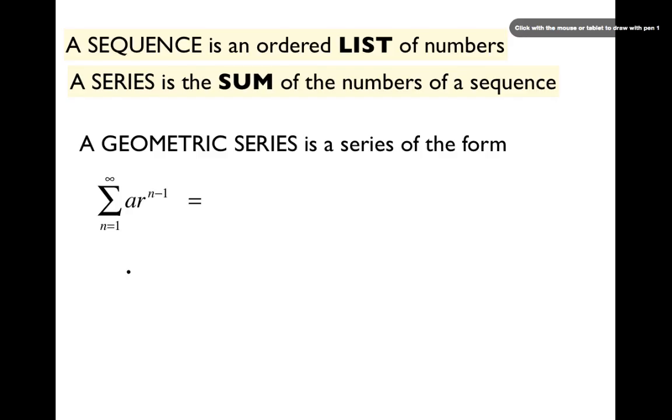Okay, right here in front. Tell me. I said a plus ar plus ar squared plus ar cubed. She said a plus ar plus ar squared plus ar cubed. Exactly right. That's what that means. So we start with n equals 1, and we get a term according to that formula. And then we let n equals 2, n equals 3, and then add all the terms of that sequence together.